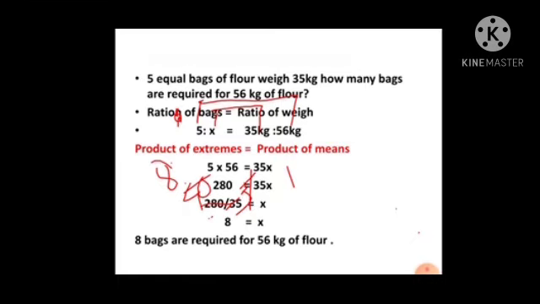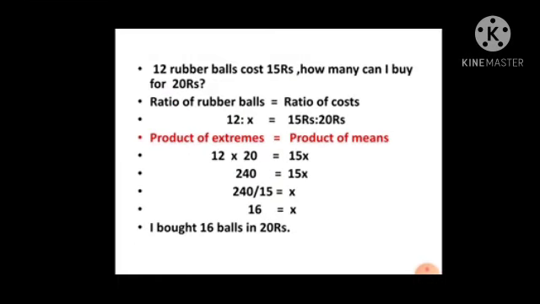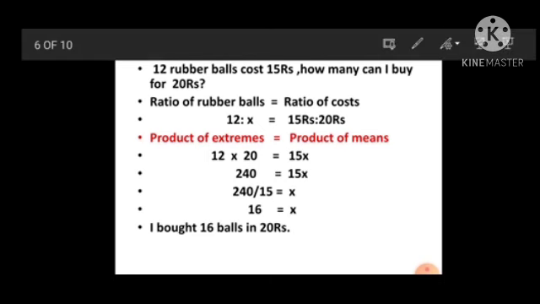Now next example. 12 rubber balls cost rupees 50. How many can I buy for 20 rupees? Now again ratio of rubber balls is equal to ratio of cost. Now rubber balls, 12 rubber balls. Now we want to find out how many balls we can buy for 20 rupees.